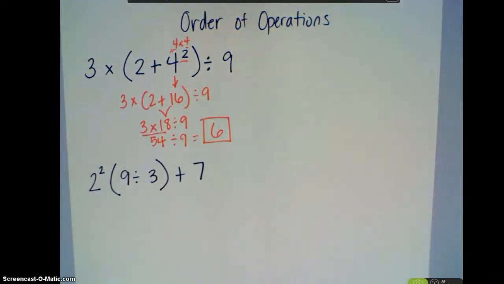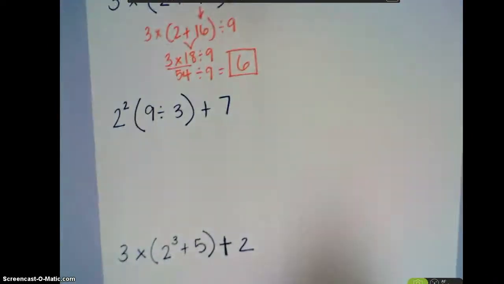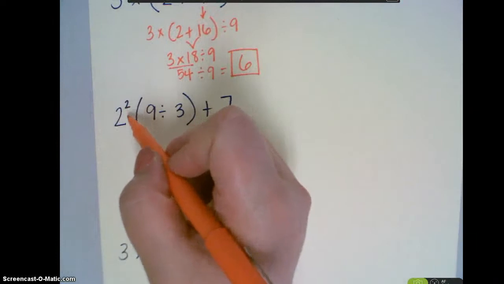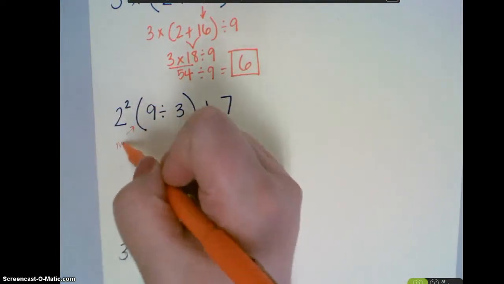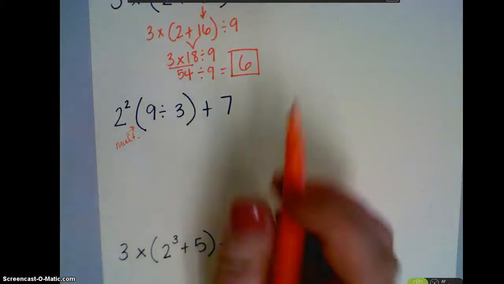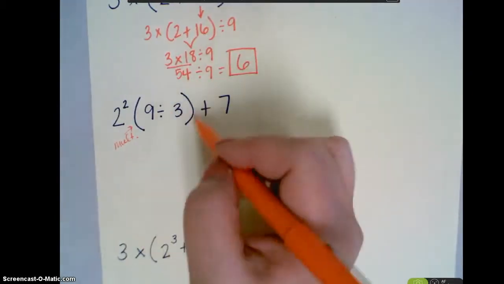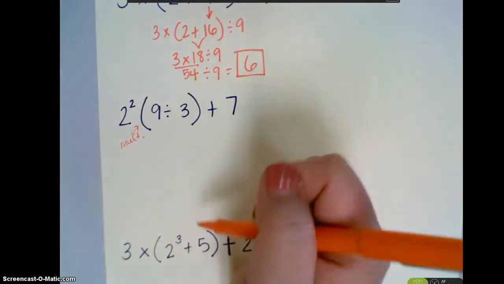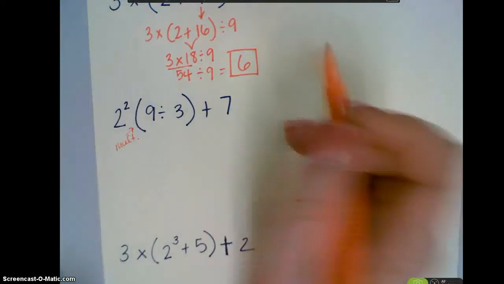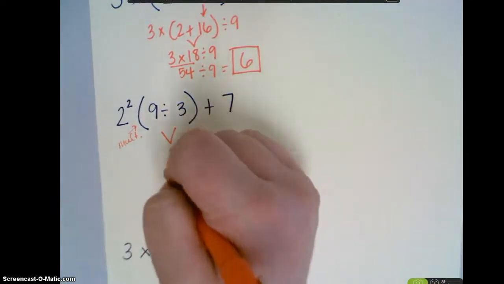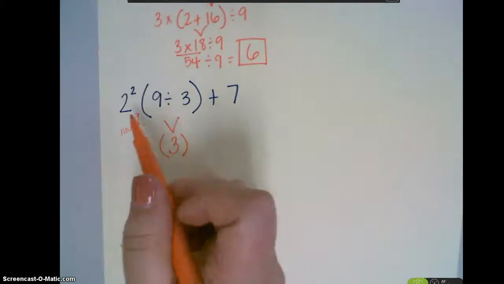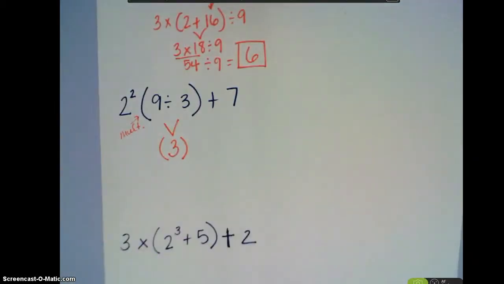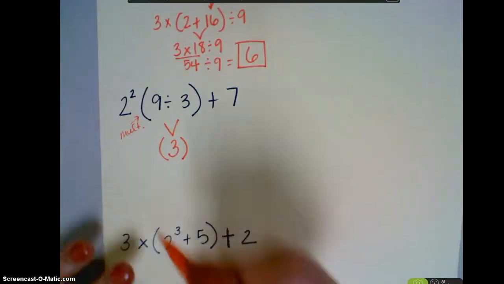For the next one, I have 2 to the second power. Since there's no sign here and it's right next to the parentheses, this means multiply. So I have 2 to the second power times, in parentheses, 9 divided by 3, close parentheses, plus 7. So my first thing is to go in the parentheses, and I only have one thing, so I'm going to divide, and I will get 3. So I keep my parentheses there just because I didn't have a sign, but there's nothing to do in the parentheses anymore, so we're done with our parentheses step.